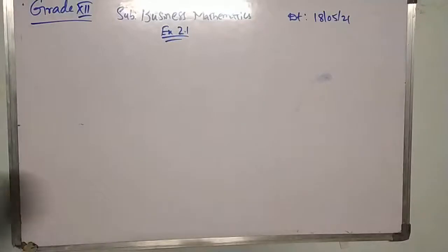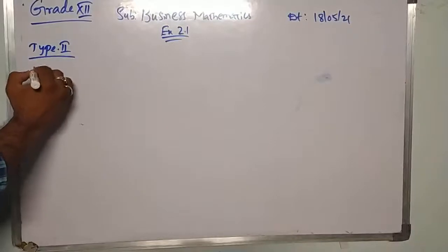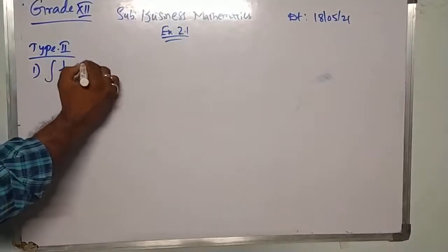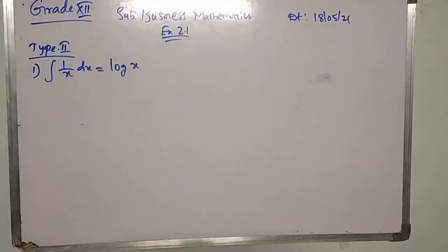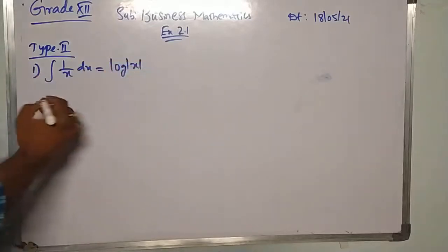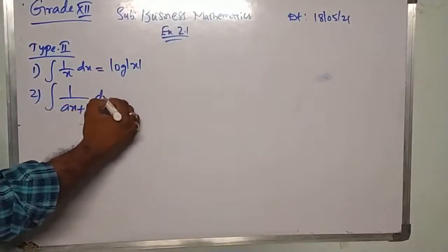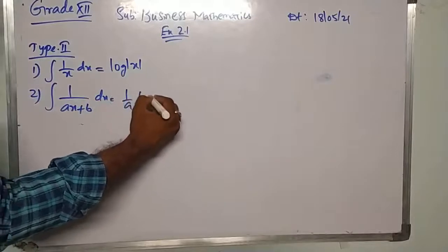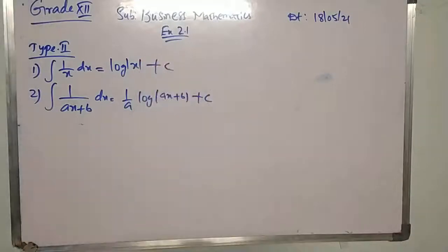So type 1 questions. So let us see now type 2. What are the formulas that are included in this? The first formula is integral 1 by x dx. What is the formula for integral 1 by x dx? It means log x. And the second formula, integral 1 by ax plus b dx, is 1 by a into log of ax plus b plus c. Based on these two formulas, we shall do some questions here.